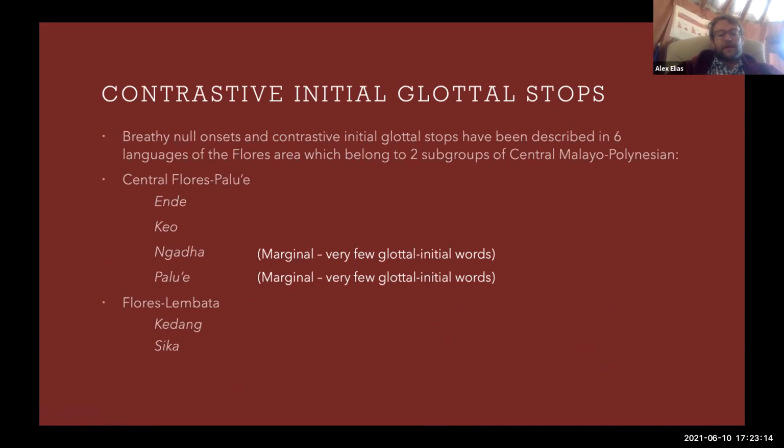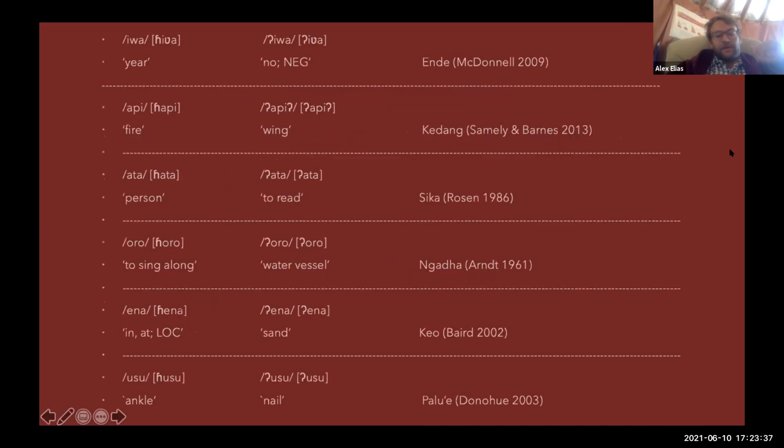In Ngata and Palue, the contrast is quite marginal, and there are very, very few glottal initial words. So these can be described as languages which epenthesize H in their null onsets, but they don't particularly make use of the available contrast that opens up with glottal initial words. And we'll see historically how this situation arose.